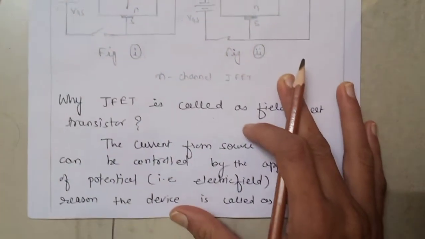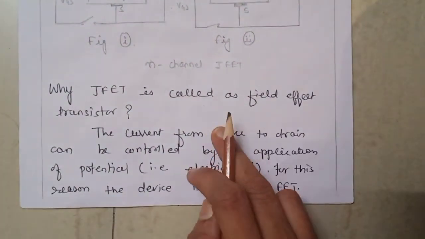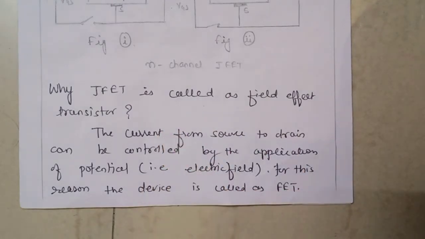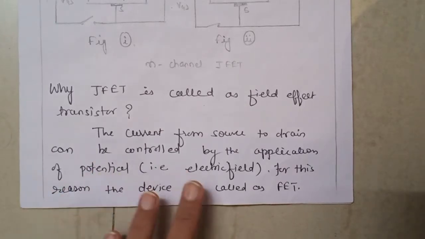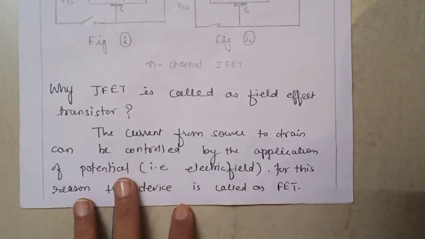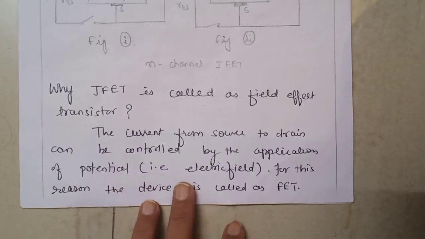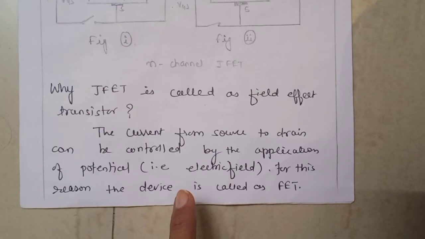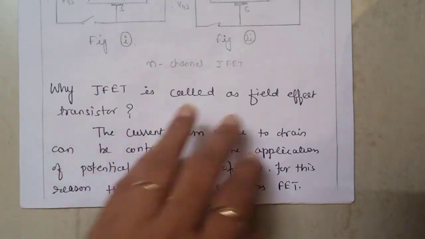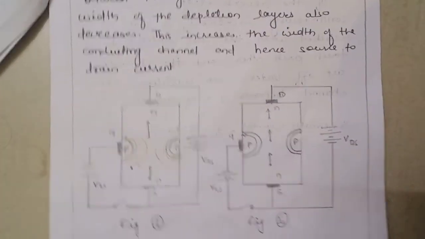Now this JFET is also called a field effect transistor. Why is JFET called a field effect transistor? We know that the current from source to drain can be controlled by the application of potential, so here we are talking basically about the electric field. We control the source to drain current by the application of potential, that is electric field. And for this simple reason, the device is called a FET.